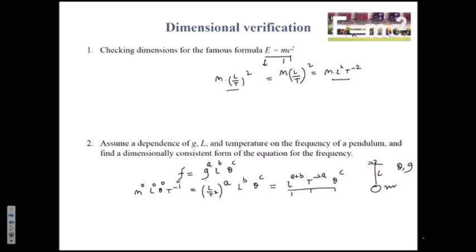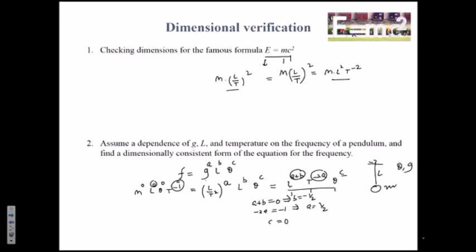So if both of them are supposed to match, then a plus b should be equal to 0. If you compare this with this, we get a plus b equal to 0. If you compare minus 2a with the power of T, it's minus 1, so we get minus 2a equal to minus 1. And that right away gives you a equal to 1 over 2. Right? And if you substitute a equal to 1 over 2 in here, that gives you b as minus 1 over 2. And what is c? c is 0, because there is no theta term on the left-hand side. So we found all the exponents. That's what we were looking for, a, b, and c.